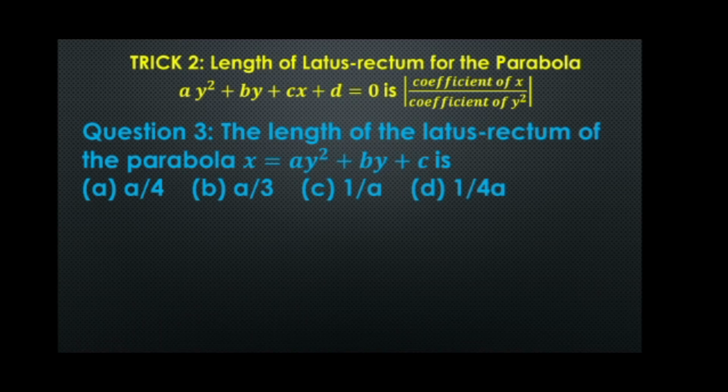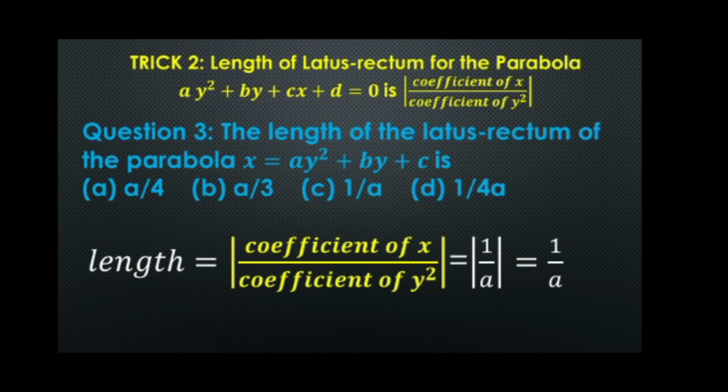For example, the length of the latus rectum of the parabola x equal to ay square plus by plus c. Length of the latus rectum is modulus of coefficient of x divided by coefficient of y square. Here coefficient of x is 1 and coefficient of y square is a. Therefore, modulus of 1 by a, which is 1 by a.